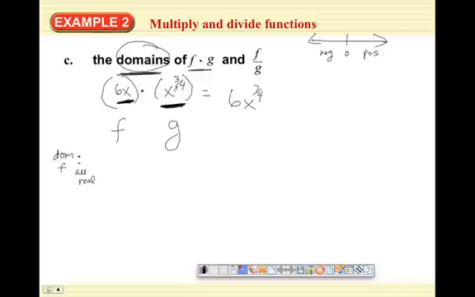Domain of g, x to the 3/4. If you need to rewrite it, do so. Domain of g. Well, we did this on another question, right? We did this in the beginning. X to the 3/4 is the same as the 4th root of x to the 3rd power. Once again, what could x be?